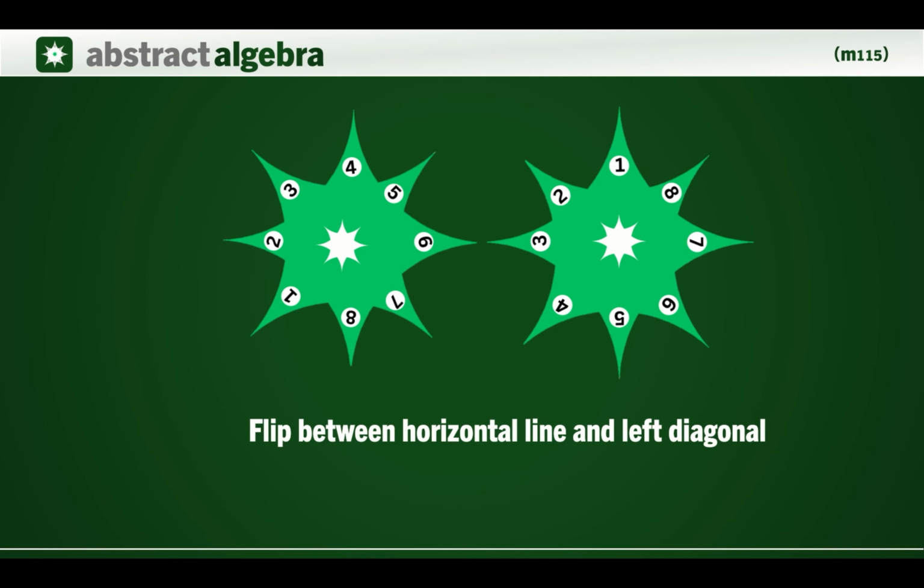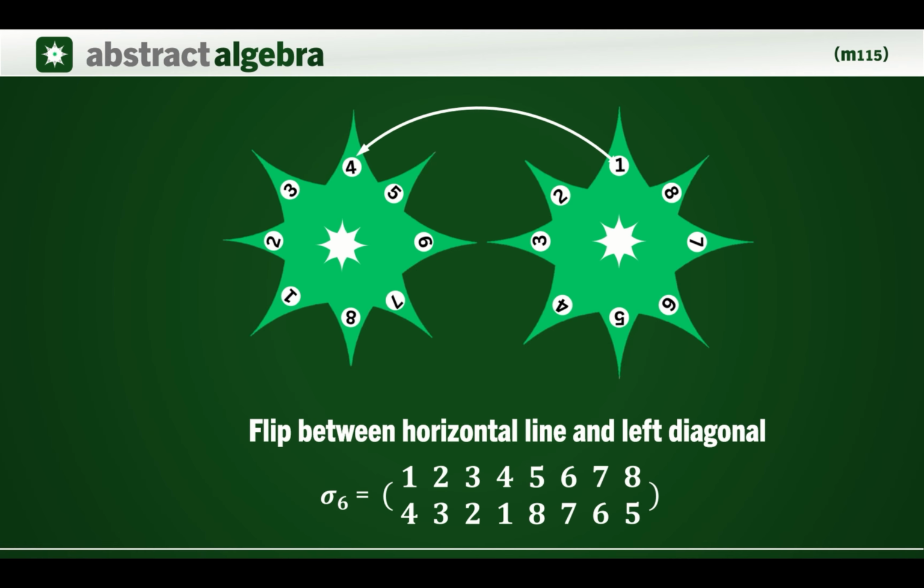Now we are going to flip our model between horizontal line and left diagonal. So this is what it looks like after flipping it. So to get the sigma sub 6, we are going to map our original position to the next position that we did. So we are going to map 1 to 4, 2 to 3, 3 to 2, 4 to 1, 5 to 8, 6 to 7, 7 to 6, and 8 to 5. So this is the result for the sigma sub 6.